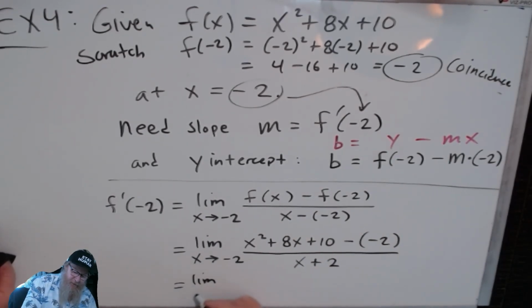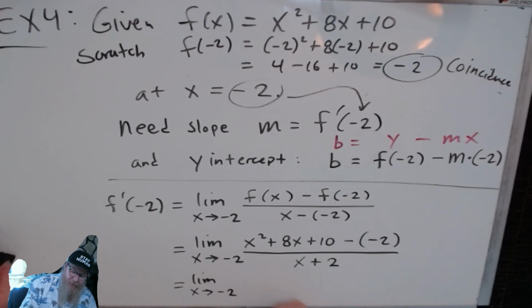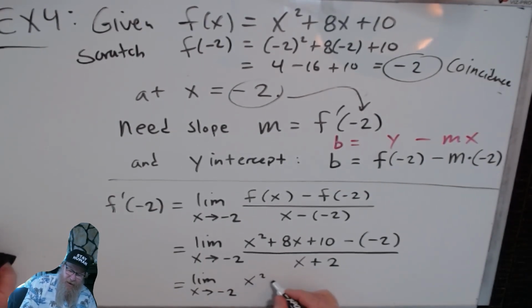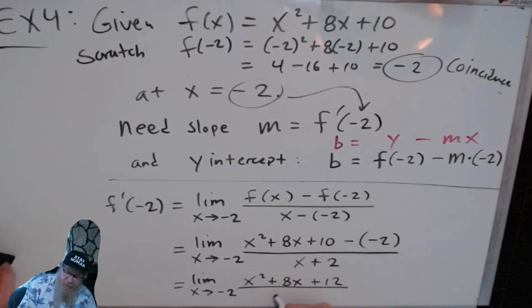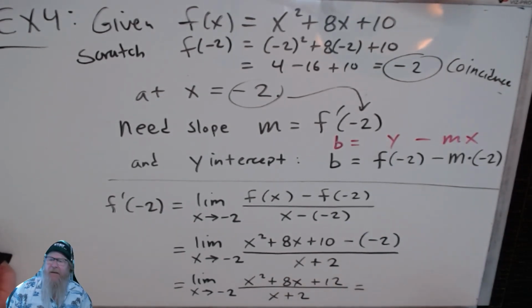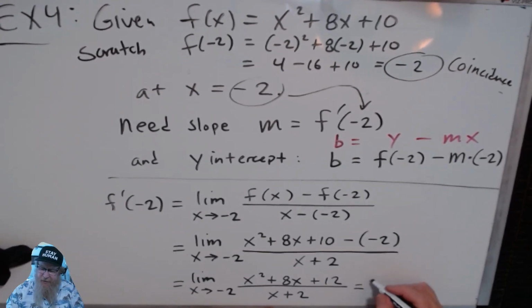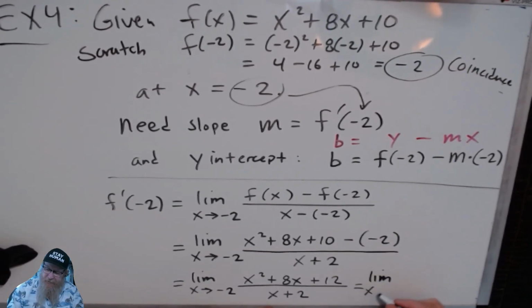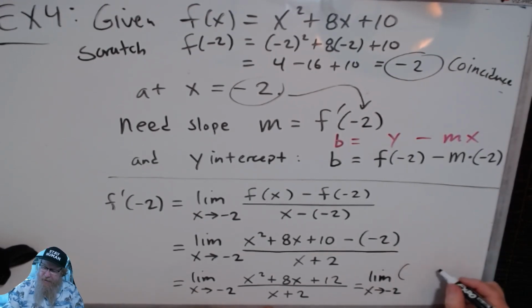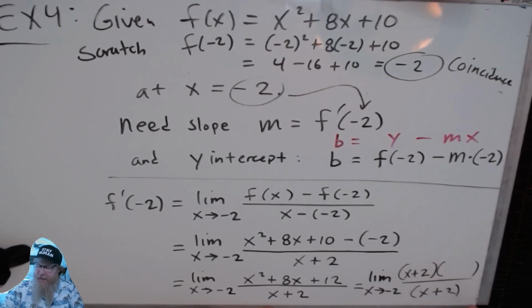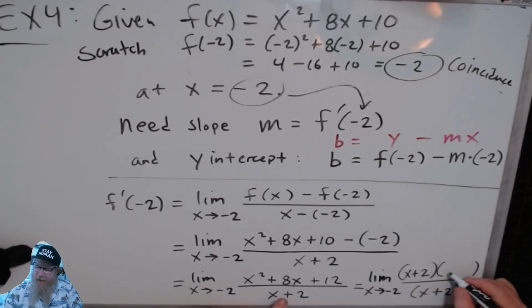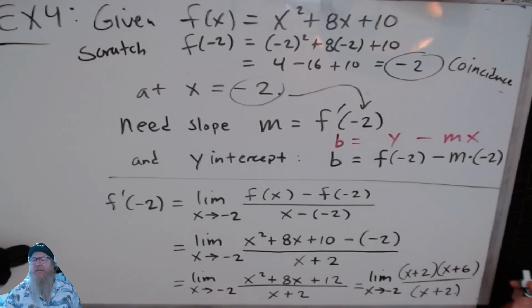So we've got the limit as x approaches negative 2 of x squared plus 8x plus 12 over x plus 2. Remember, the denominator gives you a clue as to what the factors are going to be. One of the factors must match the denominator. So it's x plus 2. So the other factor is x plus 6.